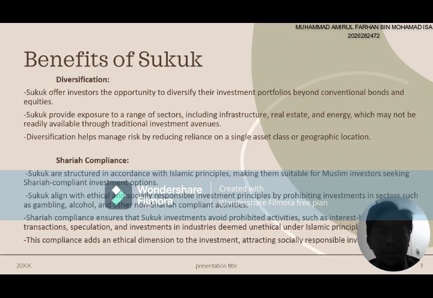diversification. Sukuk offer investors the opportunity to diversify their investment portfolio beyond conventional bonds and equities. Sukuk provide exposure to a range of sectors, including infrastructure, real estate, and energy, which may not be readily available through traditional investment avenues. Which means Sukuk is backed by the government before they set up something, just like a big tower, just like PNB 118.